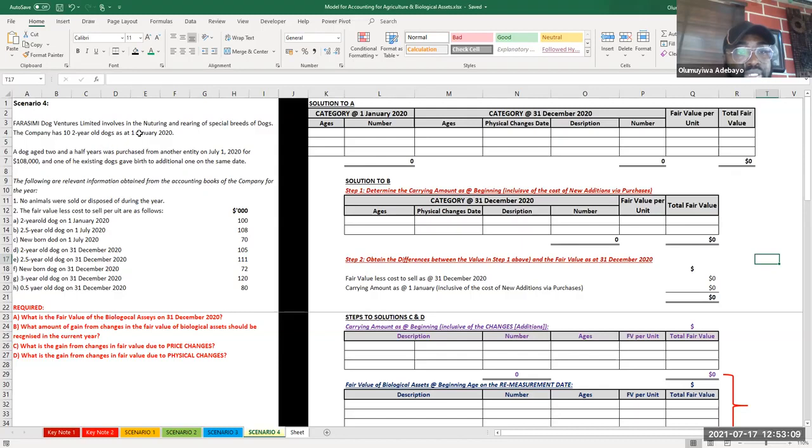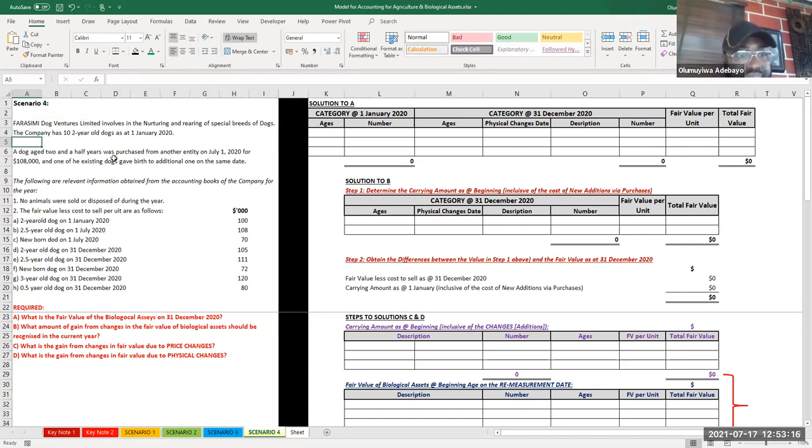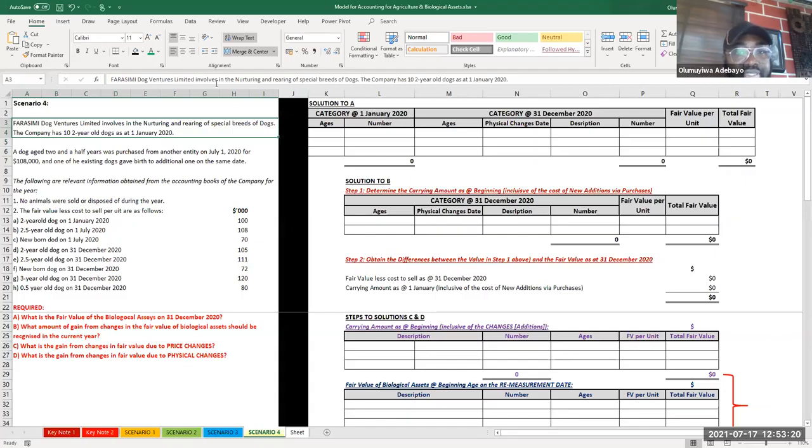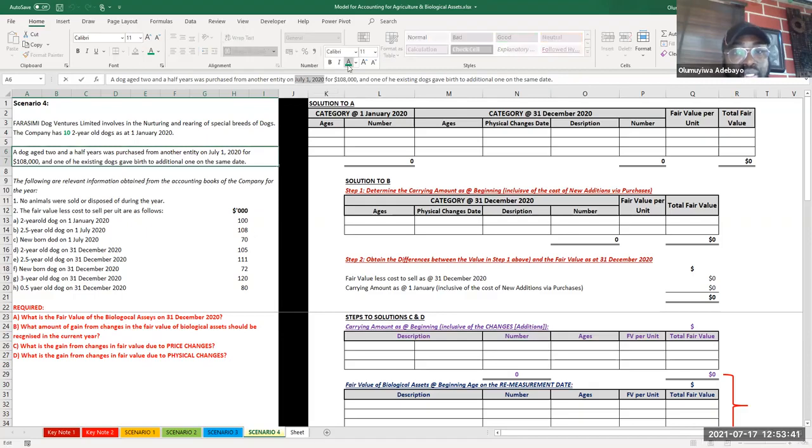This venture is into nurturing and rearing of special breeds of dogs. Now, at the start of it, they had 10 units, or 10 quantities, of 2-year-old dogs at the beginning of the year. Now, during the year, sometime in July, they bought a dog which is aged 2.5 years for $108,000.